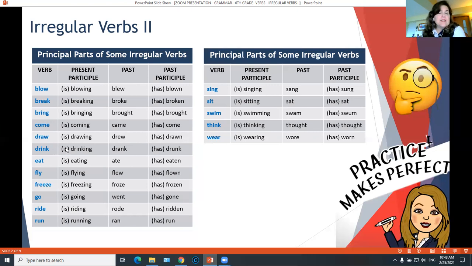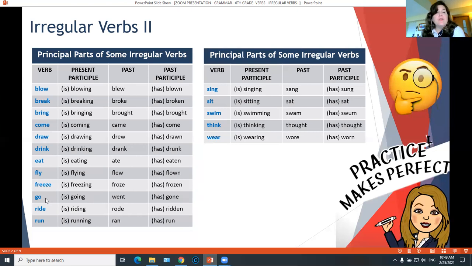For the verb drink, we have is drinking for the present participle, drank for the past, and has drunk for the past participle. For the verb eat, we have is eating for the present participle, ate for the past, and has eaten for the past participle. The verb fly is flying for the present participle, flew for the past, and has flown for the past participle. The verb freeze is freezing for the present participle, froze for the past, and has frozen for the past participle.